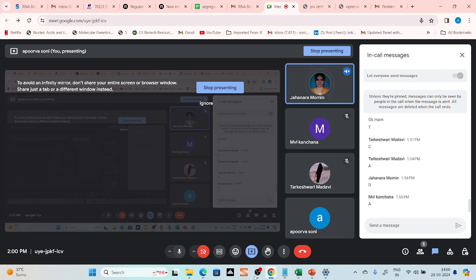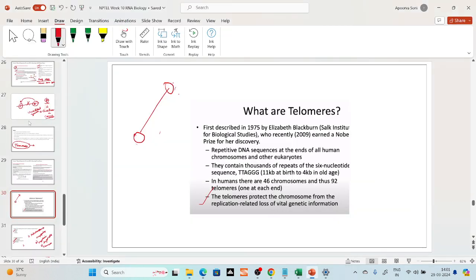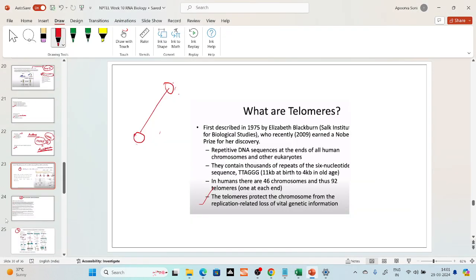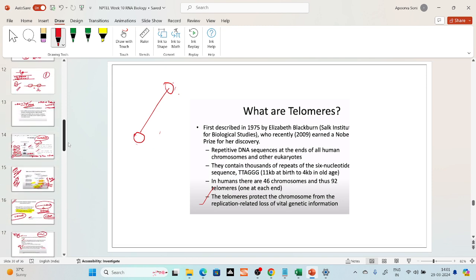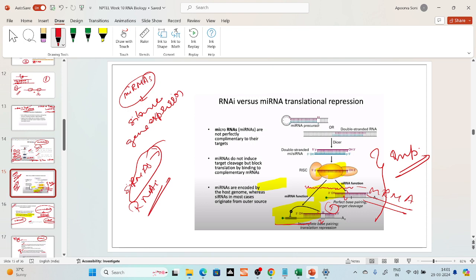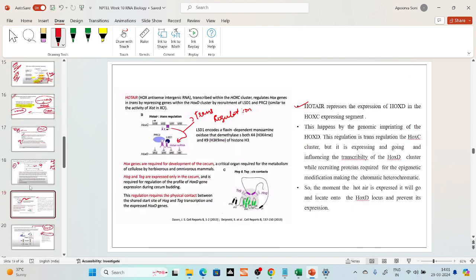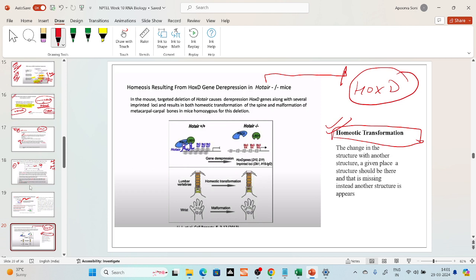Homeosis, one second. Homeosis. Okay. So basically, you should always understand that when an embryo is developing, there has to be a perfectly defined way in which your organs develop. So if a particular gene X is responsible for, let's say, the development of five fingers.